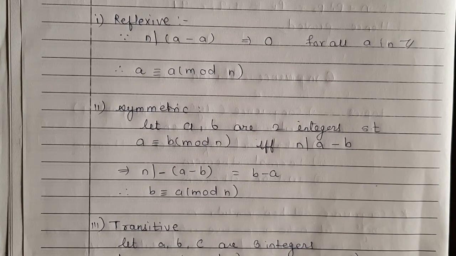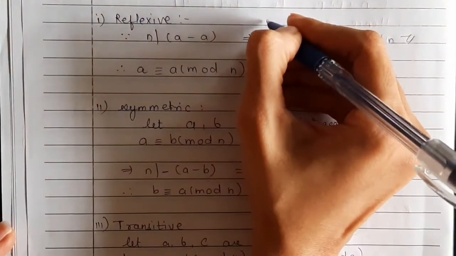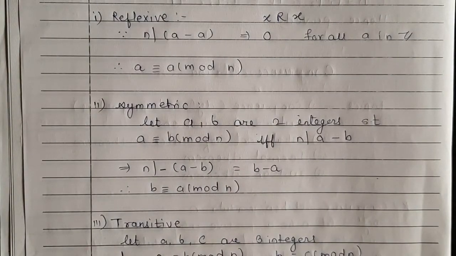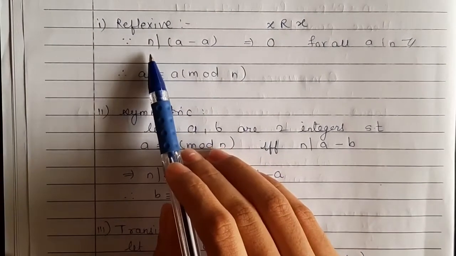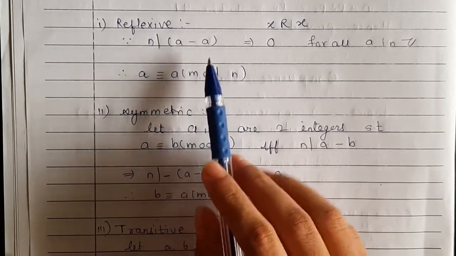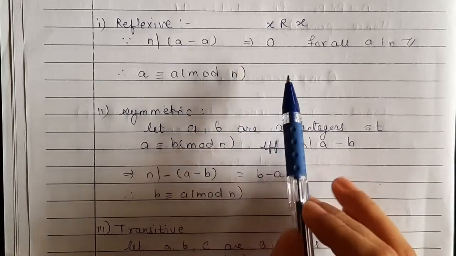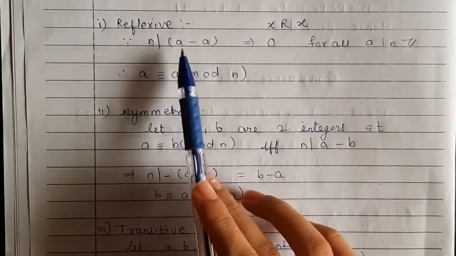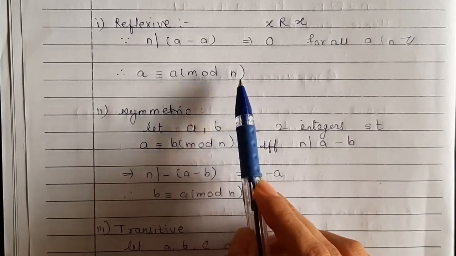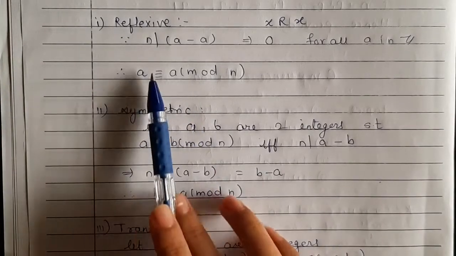Let's begin with the first, that is reflexive. What is reflexive? x is related to x, meaning a is related to a, that's what we have to show. So how do we show it? n divides a minus a, which equals 0, for all a in Z. From this we write a is congruent to a mod n. So here we prove reflexive, that is x related to x or a related to a.